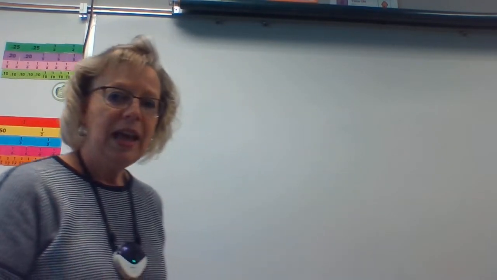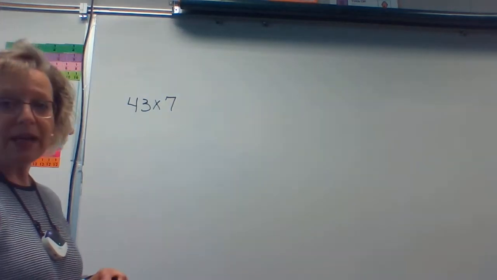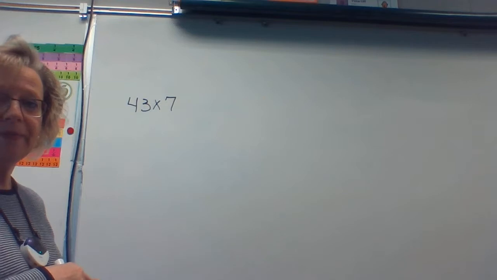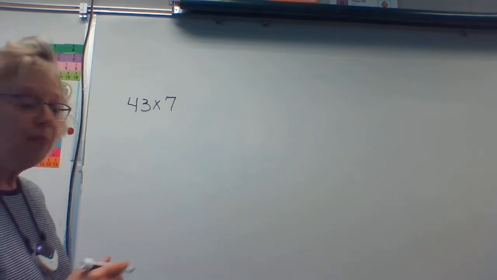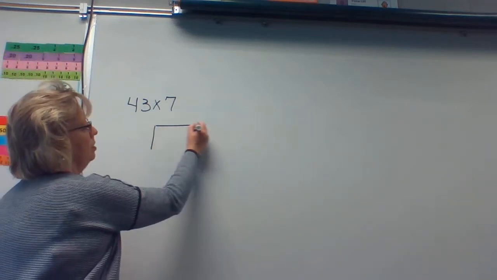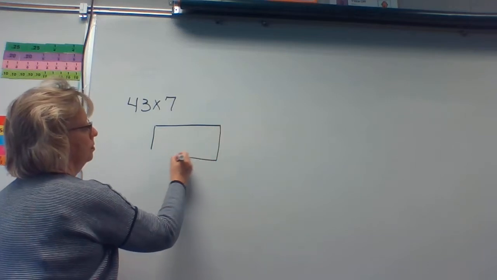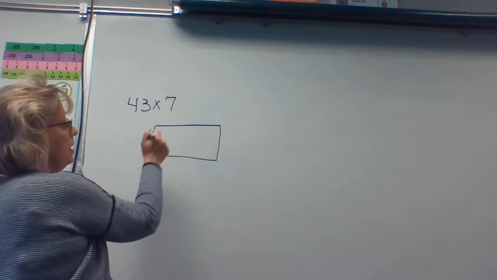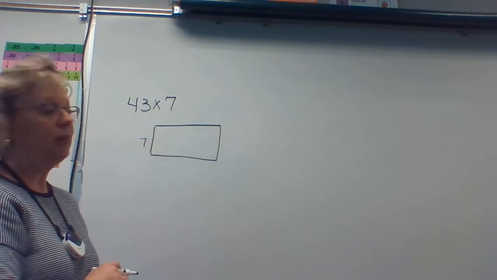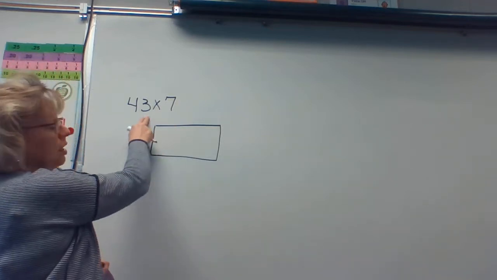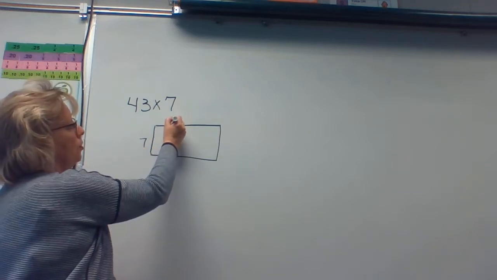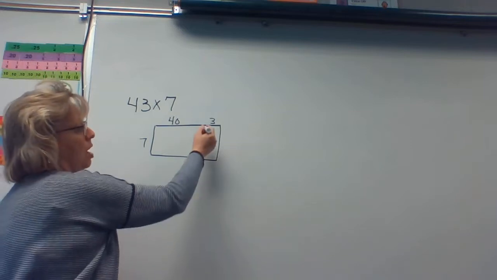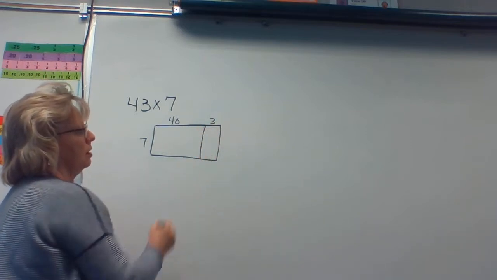Okay, fourth graders, if you are wanting to practice with me, the first equation we're going to do is 43 times 7. So if we're going to do the area model, let's go ahead and draw our big rectangle. Okay. Then we're multiplying times 7, so that's one of our dimensions. We're going to put 7 on the side. 43 in expanded form is 40 and 3. I'm going to draw a line just to divide this.